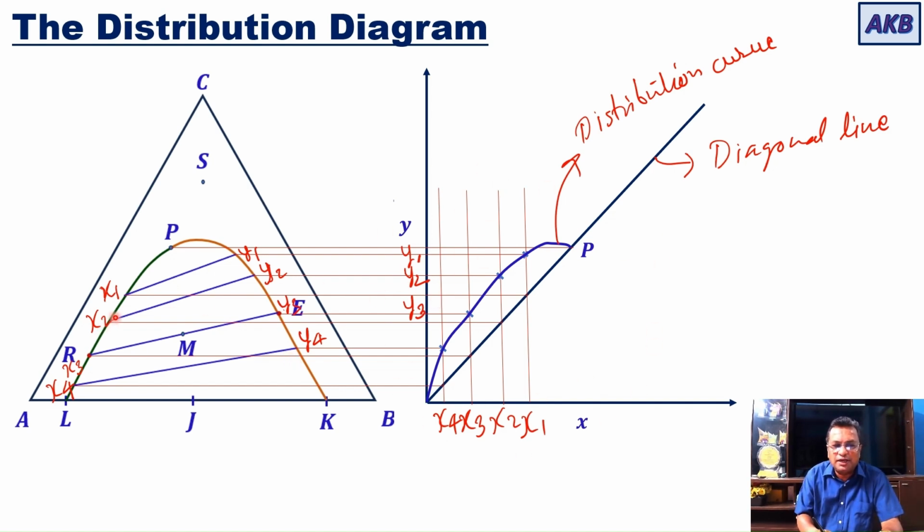Endpoints of each tie line represent compositions that are in equilibrium with each other. So on the distribution diagram, we have actually plotted equilibrium concentrations. So that's why this curve, you can also call it the equilibrium curve. So I hope now you know what the distribution diagram is and how you can get it from the binodal solubility curve.